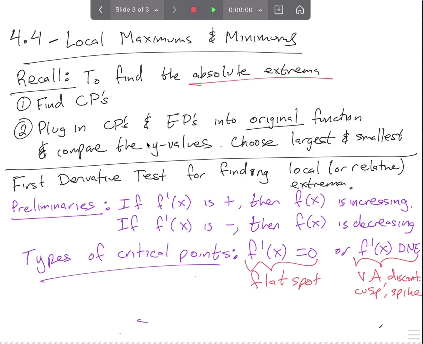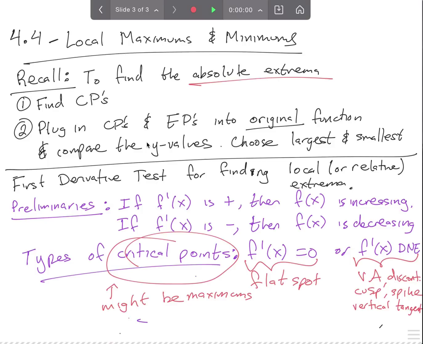And there's the other one, vertical tangent. Is that a max or a min when you have a vertical tangent line? No. That's not a max or a min, right? Okay, so then the way that you want to think of critical points is that they might be maximums or minimums. So they're not guaranteed, but they're points where you want to look for maximums or minimums. Does that make sense? Okay.